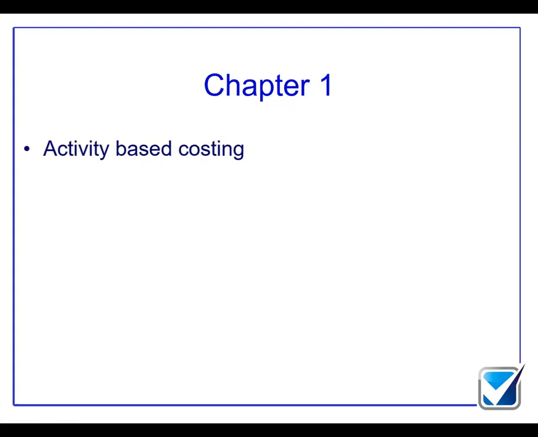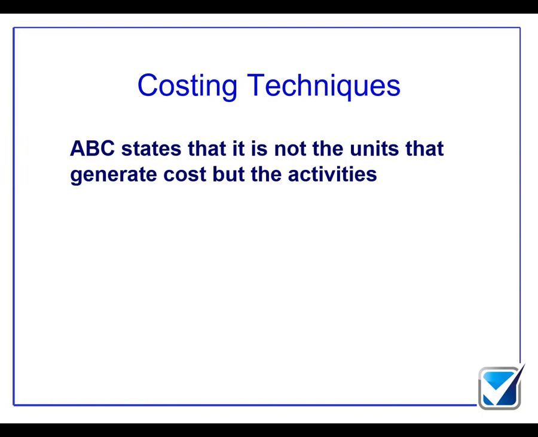Chapter number 1, Activity-Based Costing. Under the traditional approach to costing, overhead expenditure is said to be connected to the volume of production activity, whereas under activity-based costing, ABC, it says that is incorrect. It states that units do not generate cost. It is activities that the business undertakes that generate costings.